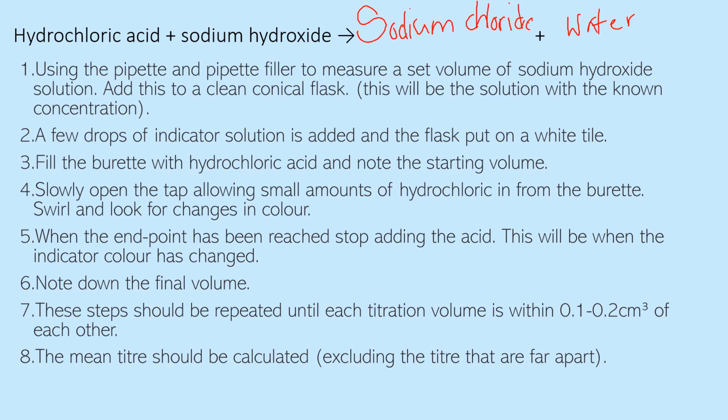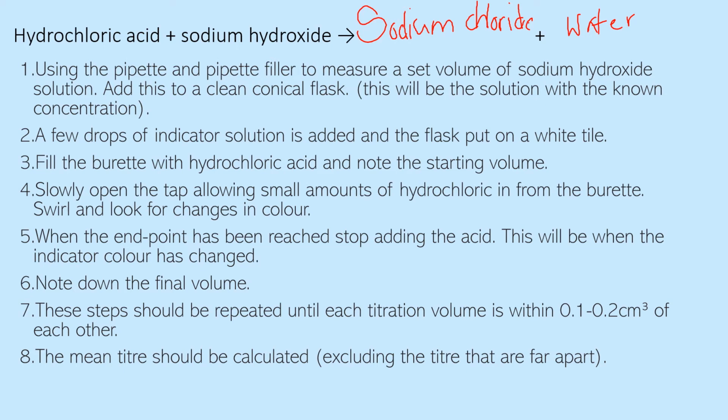Okay, so first step is to use a pipette and pipette filler to measure out a set volume of sodium hydroxide solution, and then we're going to add this to the clean conical flask, and this will be the solution where we know the concentration. Okay, so in this example we know the concentration of sodium hydroxide. We're then going to add a few drops of indicator, okay? And this indicator is going to show us when the reaction is neutralized, okay? So the beginning solution indicator color will be pink. So our solution is going to start off at pink. So when it turns completely clear, we're going to know that we have enough of our hydrochloric acid to neutralize the sodium hydroxide or our alkali.